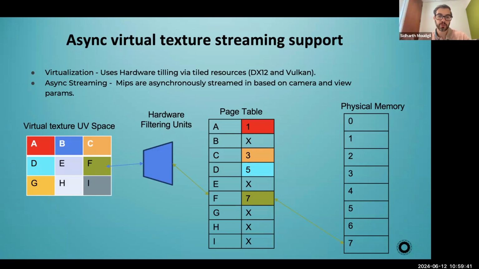So we have virtual texture support, but not built in within the engine. We use drivers for that. So it's only supported on DX12 and Vulkan, not on Metal. Although adding it for Metal would not be a hard task because all the APIs already exist and it's supported.